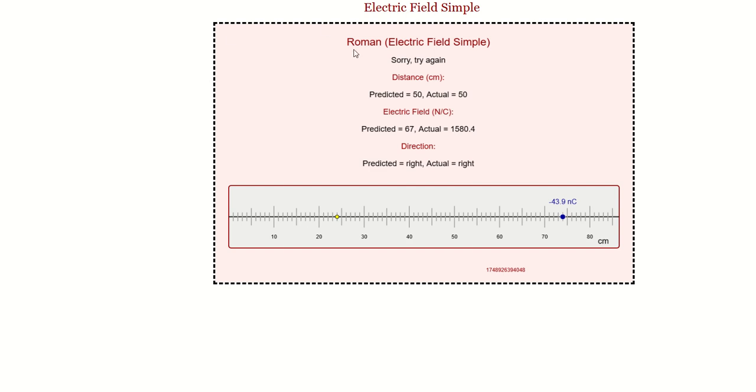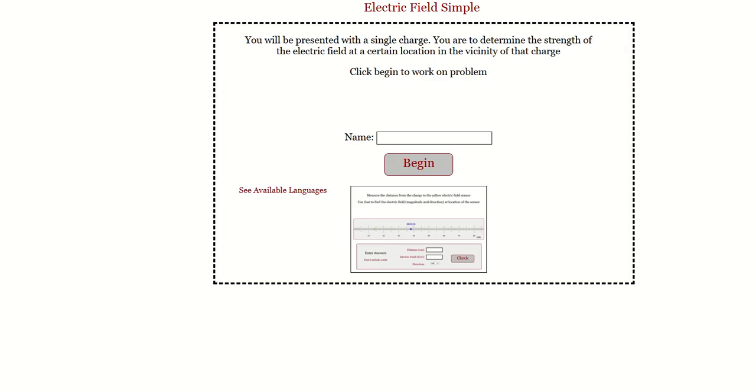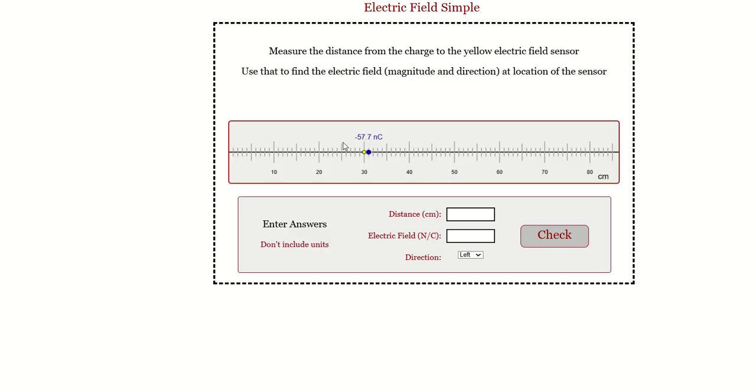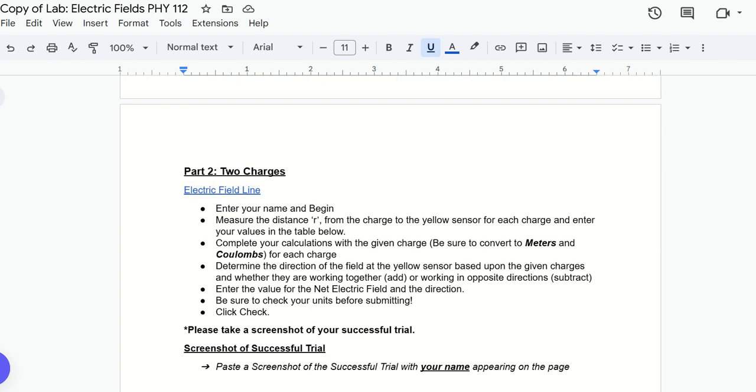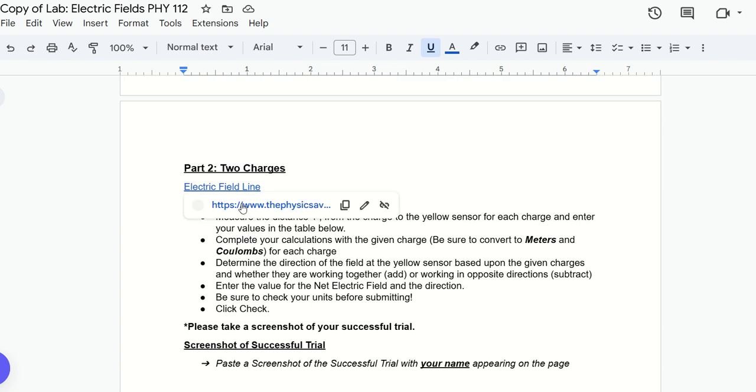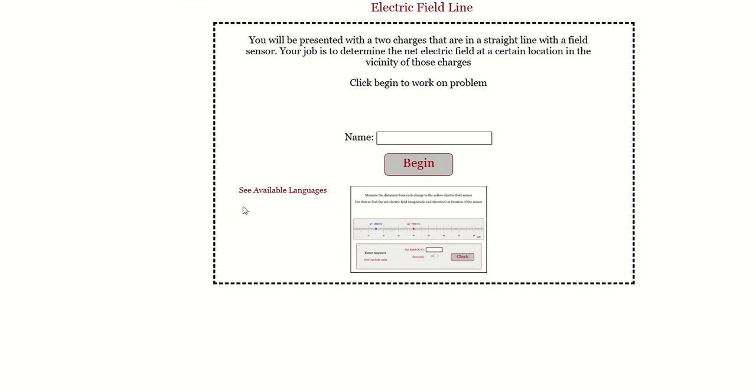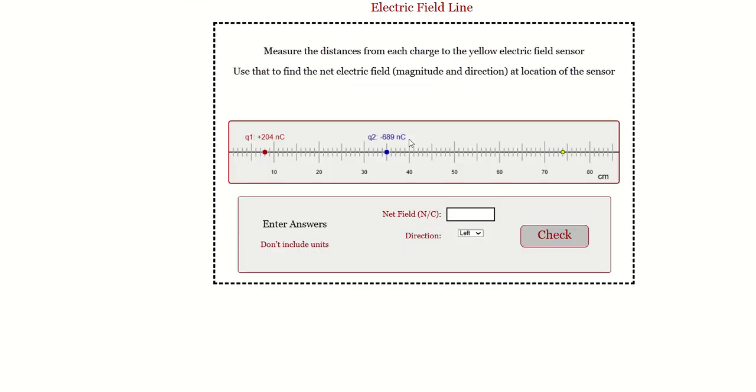And so the problem with this is that if we start over again, I have to re-put my name in here, and I'm given a completely new situation, okay? Then we're doing a very similar thing for part 2. However, it is not the simple version. It is the slightly more complicated version, which once again, you put your name in here. And now we have 2 charges. So this is an example of what I used in your video notes this week. So I have to find my yellow sensor. It's way over here at the 74 mark again.